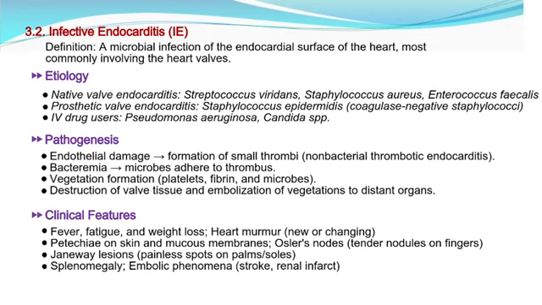You may hear a new or changing heart murmur on auscultation. There can be petechiae on the skin, Osler's nodes, tender nodules on the fingers, Janeway lesions, painless spots on the palms or soles, and Roth's spots in the retina. Some patients even develop splenomegaly due to immune stimulation.